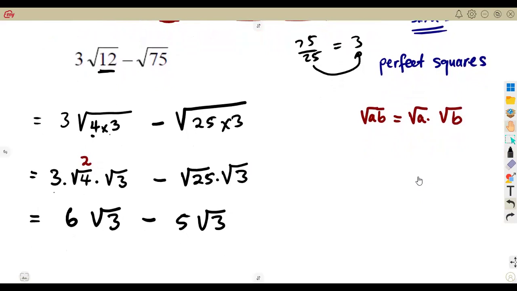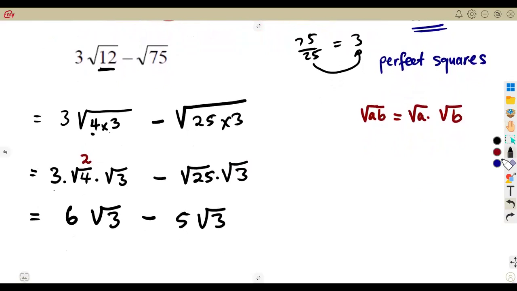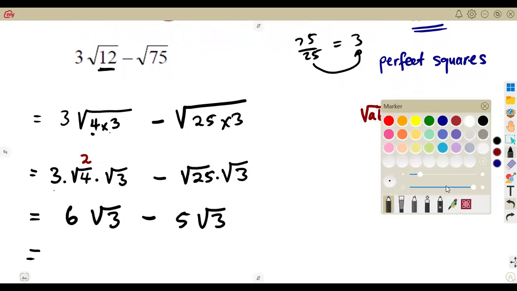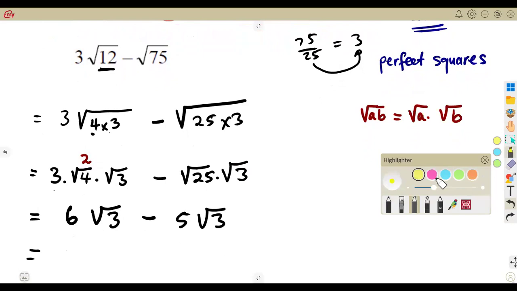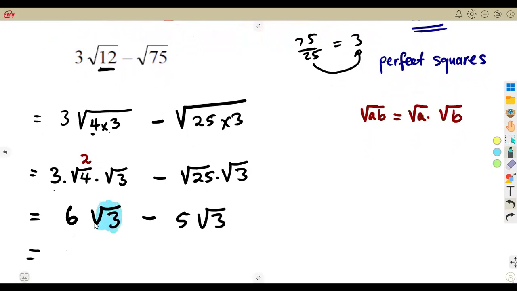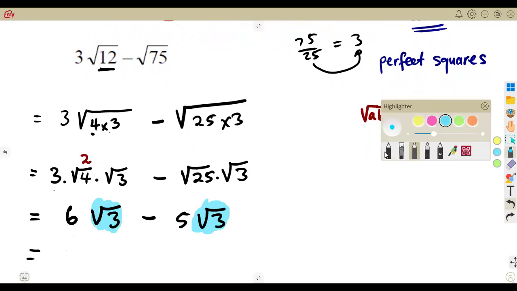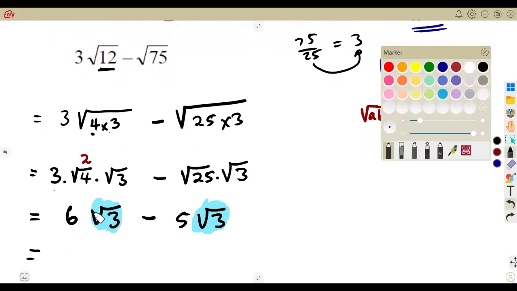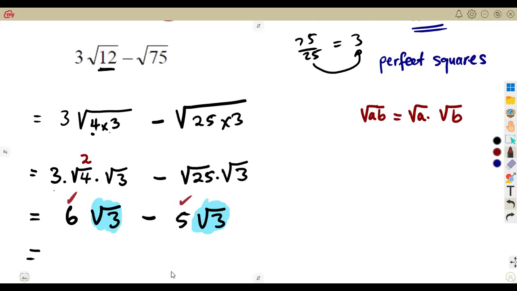So here we are, guys. How are we going to simplify thereafter? These numbers under the square root are the same, the square root of 3, same as the square root of 3 that we are given. So it allows us to subtract the coefficients, the numbers in front of the root, the 6 and the 5. 6 minus 5 is going to give us 1 square root of 3, which is simply the square root of 3.